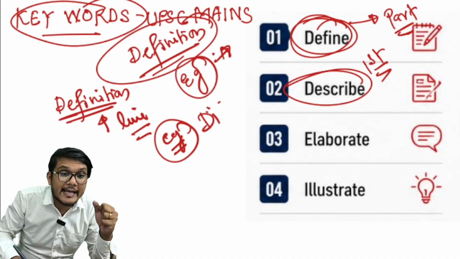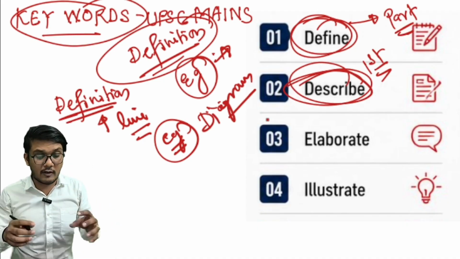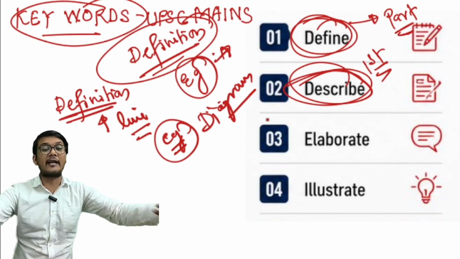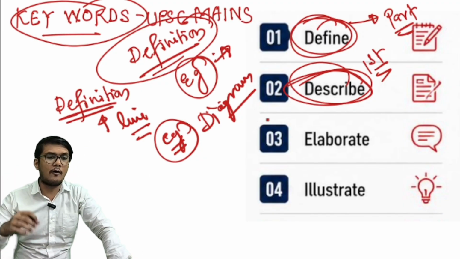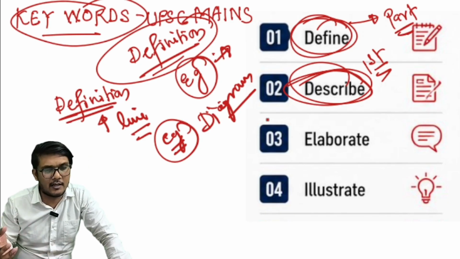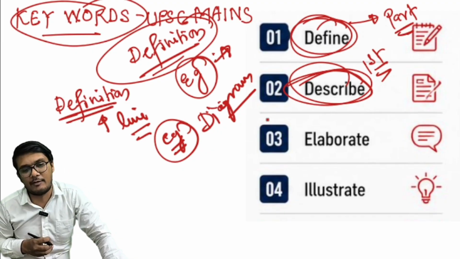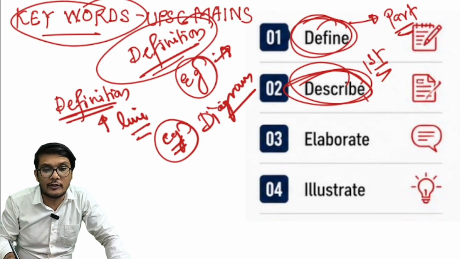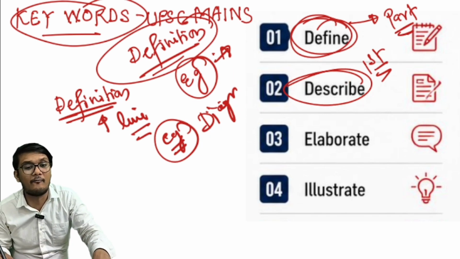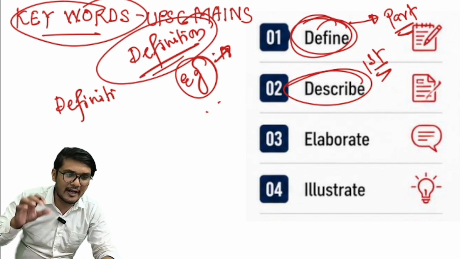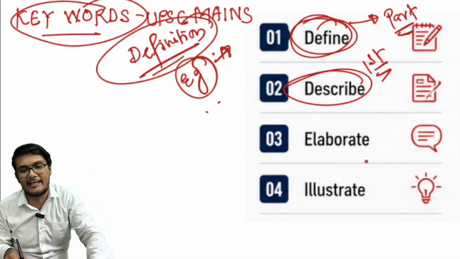At times, a diagram may become really important, especially as describe can be used in GS1 for geography. For example, describe the formation of oxbow lakes, or describe the formation of the different landforms that can be there, or the islets that can be there. In that, you have to describe the entire process plus draw the diagram. The diagram will become very important in that case. Describe generally is the keyword used for geography questions, but it can be there for others as well.